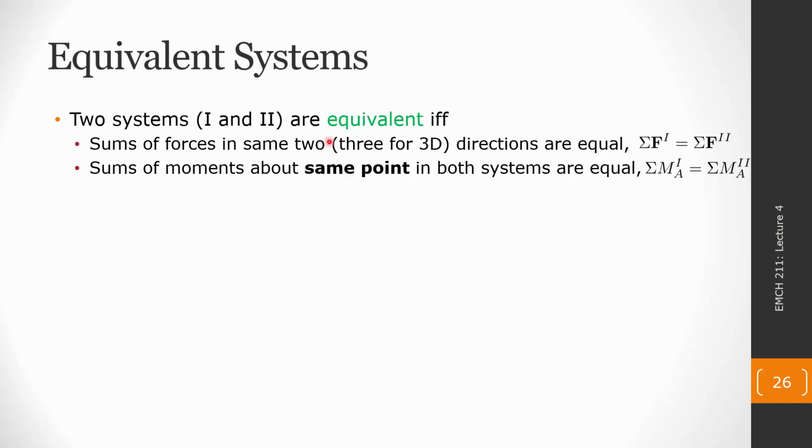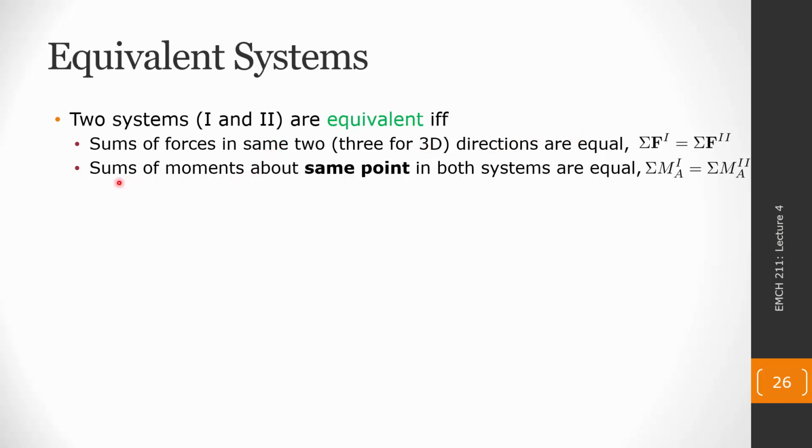So note here, for the purpose of talking about equivalent systems, we are not yet talking about static equilibrium necessarily. The sum of forces need not be 0 in the first system or the second system, but they do need to be equal to each other. So that's the first condition to have equivalent systems: summing forces along the same axis in the two systems and that they are equal.